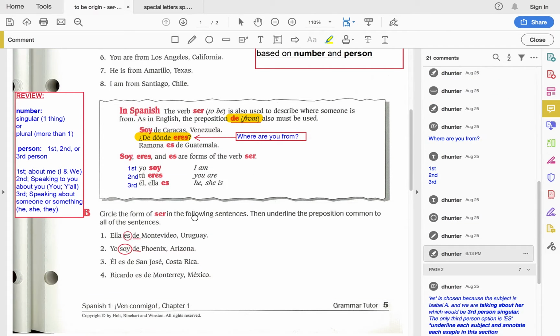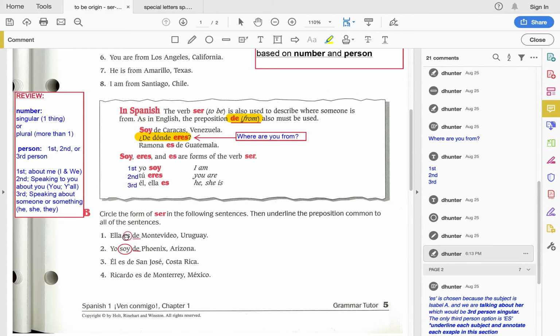As we go down below, we can see part B says, circle the form of ser in the following sentences. Then underline the preposition common to all of the forms. Okay. So again, as we see here, the preposition we're looking for from before would be de. Try to find that in each example.